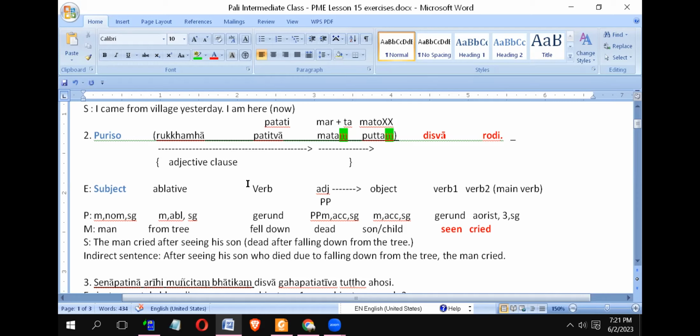Okay, now we look at the sentence. The man cried after seeing his son. Okay, now be careful. Putto means son, but it can be child also. Okay, that after falling down from the tree.